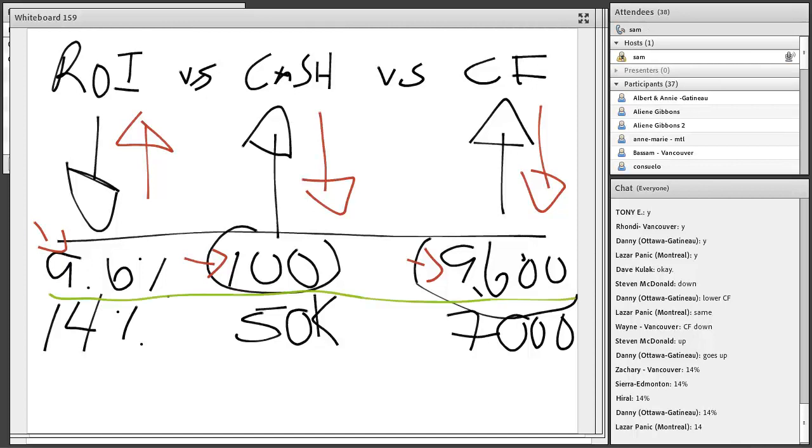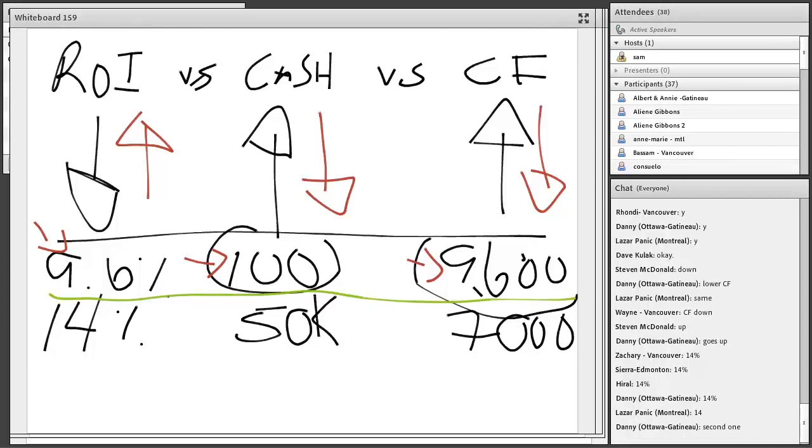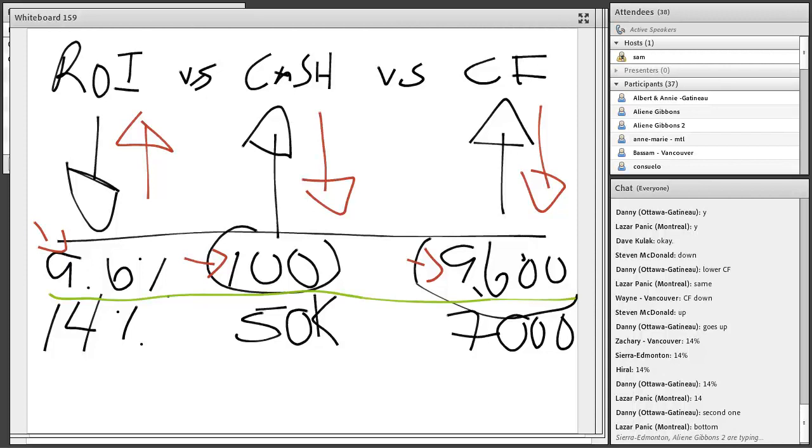If these were just investments, right? These are two separate investments in whatever. It could be stock, business, it doesn't matter. Which one do you want? The second one. Exactly. You want the 14% return.